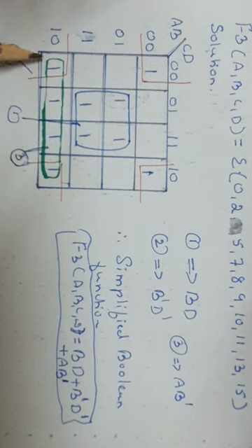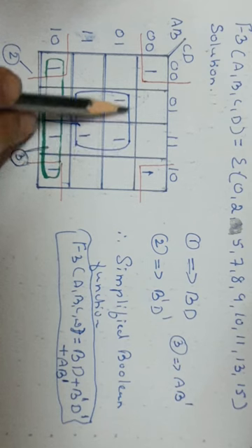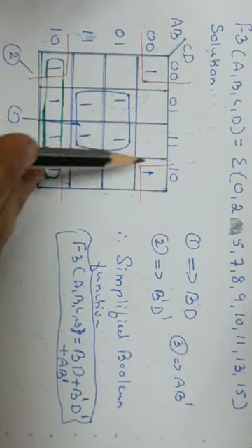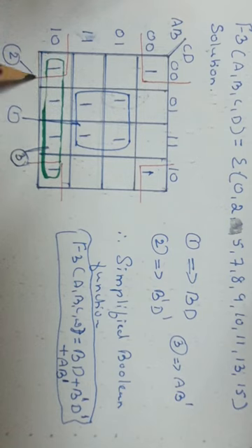Next, if you observe here, these 4 form one quad. This is of rectangle shape. This was of square shape. This is of rectangle shape. But diagonally we cannot take. So this is taken as the third group. Before that, the second group. The second group, if you take, is red marked.